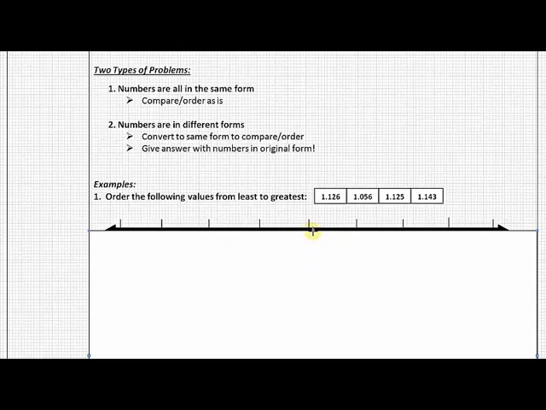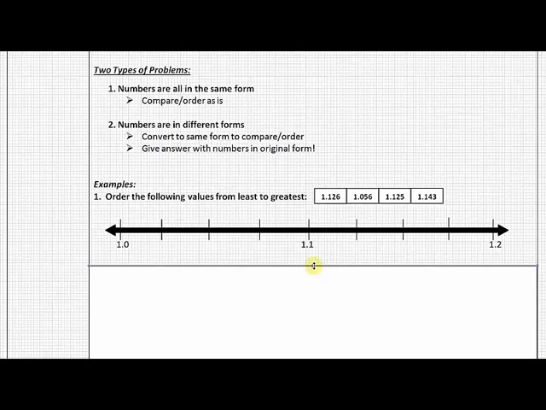Here's our first problem. We're being asked to compare and order the following values from least to greatest. So we have 1 and 126 thousandths, 1 and 56 thousandths, 1 and 125 thousandths, and lastly 1 and 143 thousandths. So we want to be able to place them in order from least to greatest.